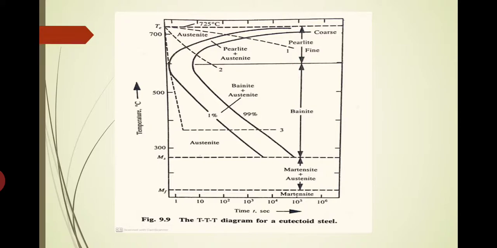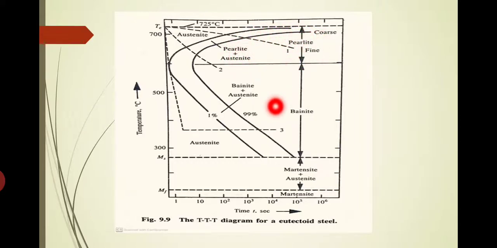That too depends on the cooling rate between these two. If a much slower cooling rate is there, then of course we will be getting coarse pearlite. If a slightly higher cooling rate is provided, then we will be getting fine pearlite. So above this line we will have pearlite plus austenite. In this region we will have pearlite plus austenite structure.